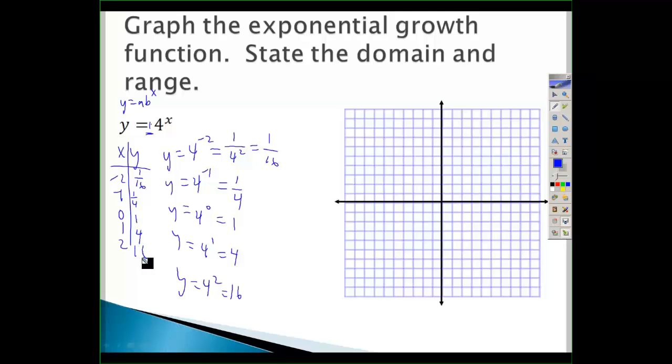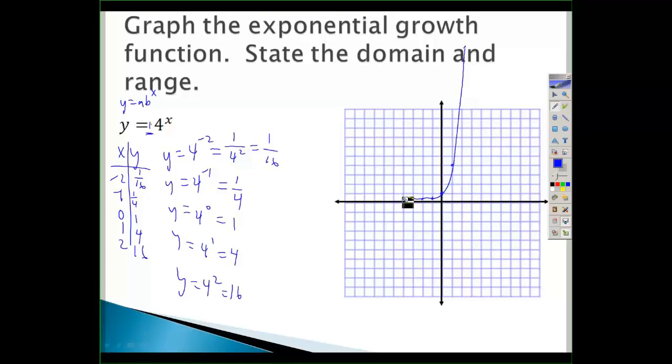And because our a value is positive, once again, I think it's going to go in the up direction. We'll see what happens here as we graph it. Negative 2, 1/16, we're barely above 0. Negative 1, 1/4, a little bit above 0. 0, 1. 1, 4. 2, 16. So 2 got big really fast. Up here somewhere. Okay, so that's why it's exponential growth, because it increases very, very quickly at a high rate.